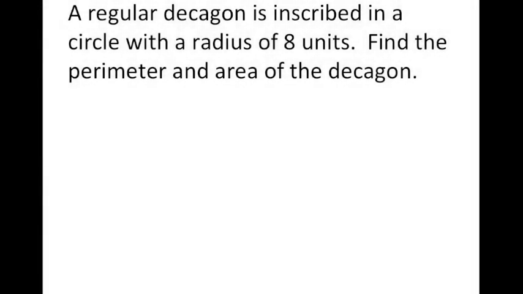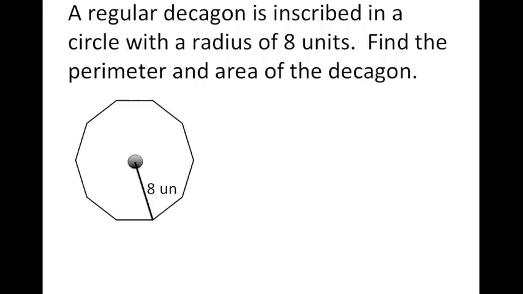For this last example, you were to find the perimeter and area of the decagon. And this decagon is inscribed in a circle with a radius of 8 units. So you see in my picture, I have the decagon, I have the radius, but I didn't draw the circle. Either way, I can still find the answer.